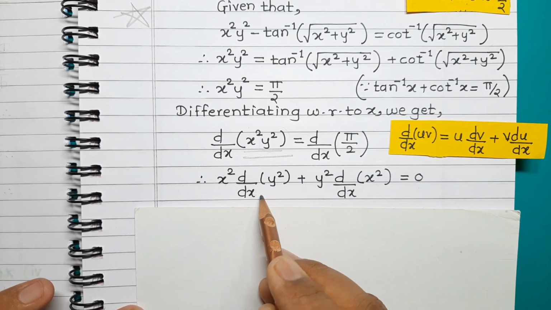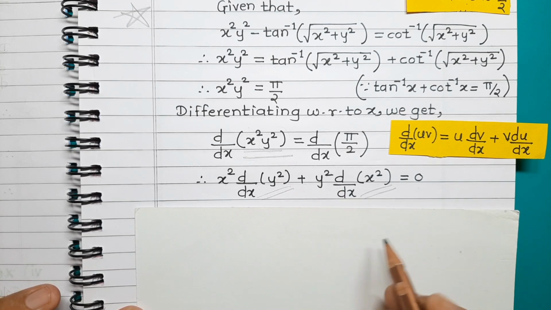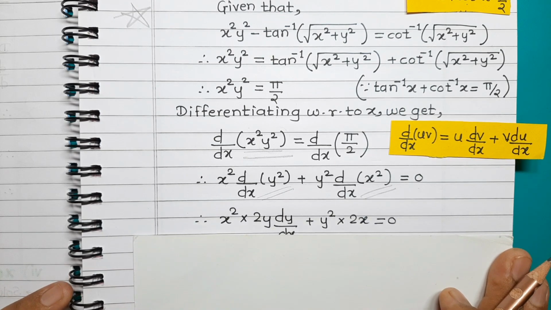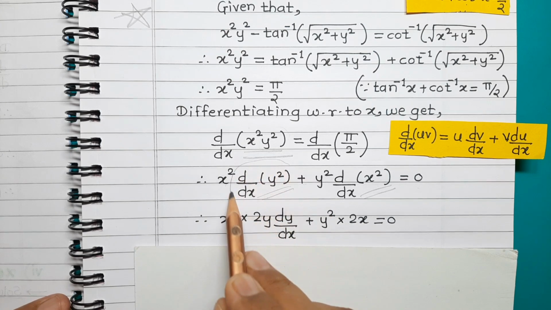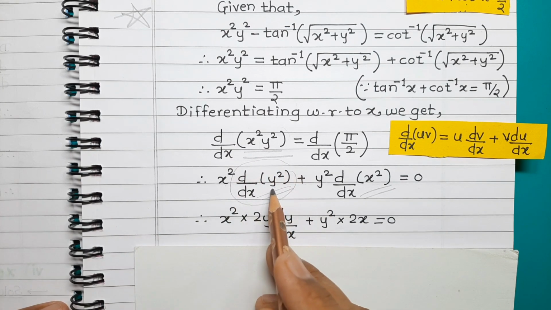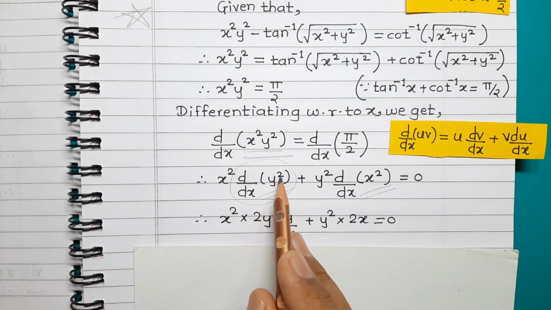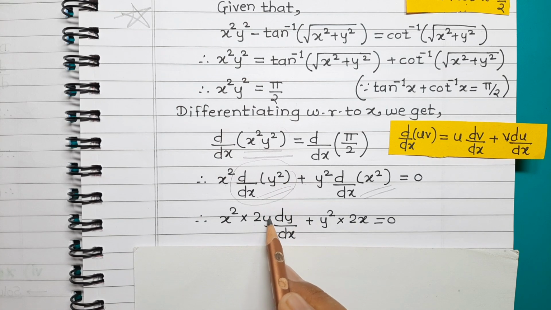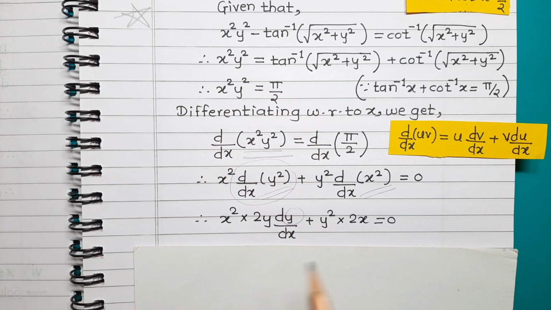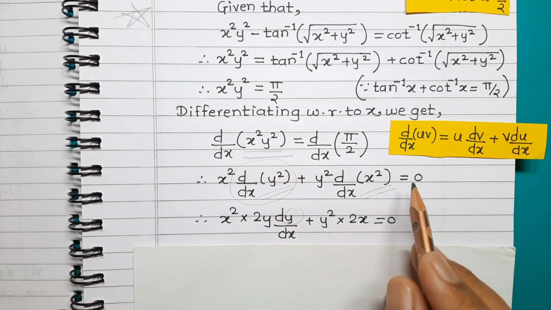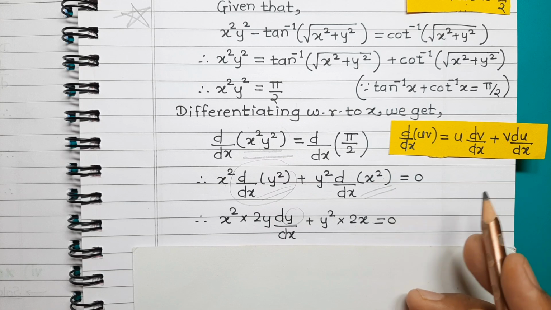Then let's evaluate these two derivatives in the next step. Now x square as it is, see, you note again the derivative of y square. We have just discussed this. Treat it as something square. Derivative is 2 into something into derivative of something, which is y. Okay, and here y square as it is, derivative of x square is 2x.